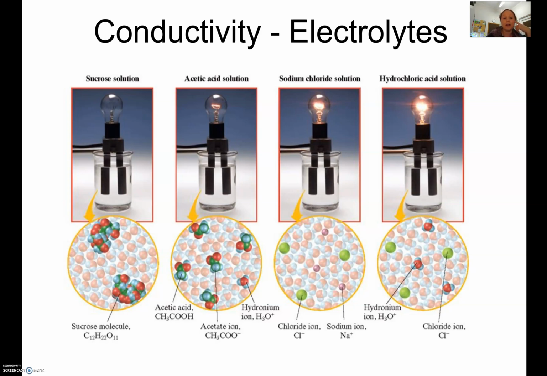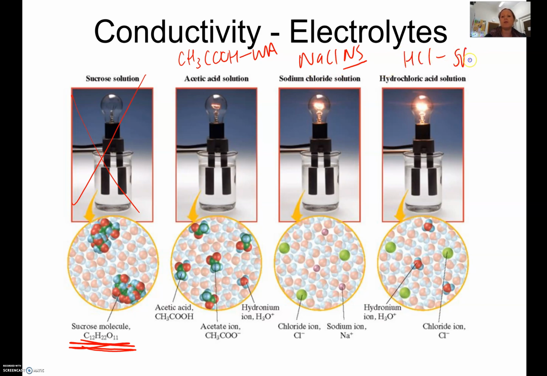In this first beaker, it's got sucrose. Sucrose is a type of sugar molecule. It's neutral, which means it's not an ion, which means that it won't conduct, and why we don't see the bulb go. Then we've got these various other solutions. Now, acetic acid is the same as ethanoic acid, which is a weak acid. Sodium chloride here we know is a neutral salt, and hydrochloric acid, HCl, is a strong acid.